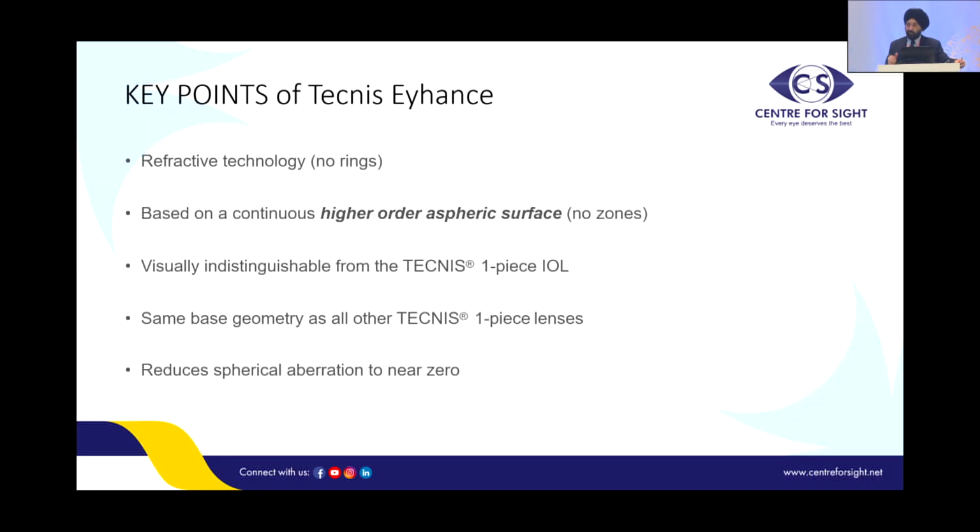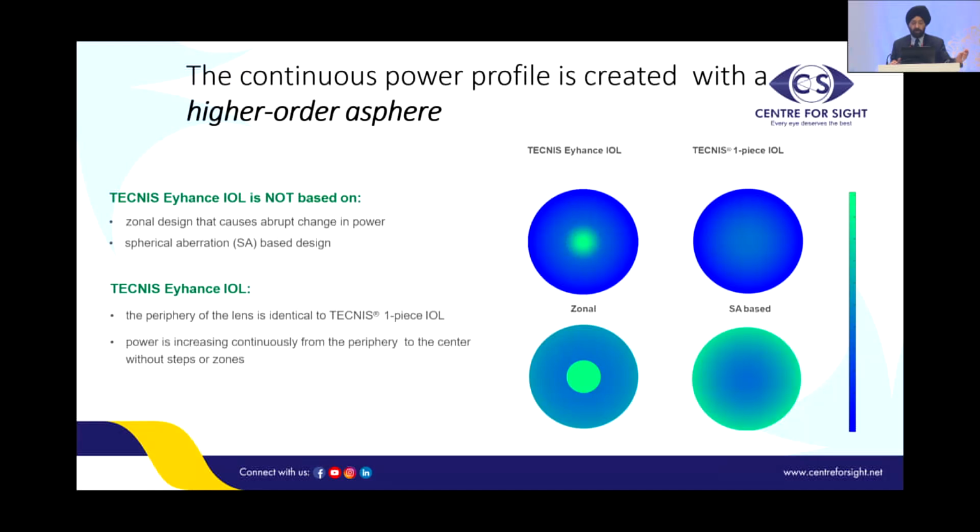The first thing is no rings. If there are no rings, you will not have the problem of dysphotopsias, glare, etc. It is based on a continuous higher order aspheric surface. The surface in the central part is so modified that it is visually indistinguishable. If you see it under the microscope, if you are implanting from a Technis 1, the Technis 1 platform has been with you for ages, and it's been a fantastic lens with no glistenings and great clarity for distance vision. It also, as you know, is an aspheric lens like the Technis, and it tries to reduce the spherical aberration to near zero. Now this is how it looks.